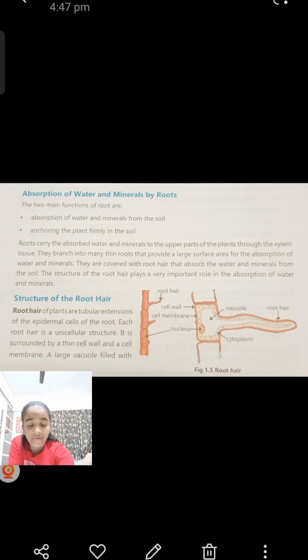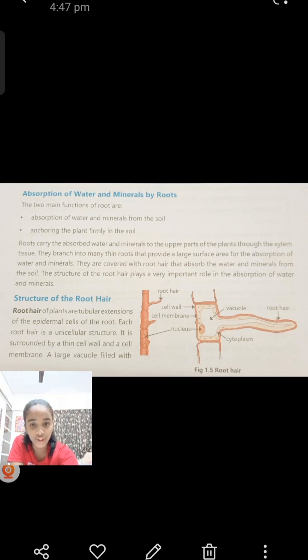Now let's see other functions of roots. Third point. Now let's see 41st question. Where do root hairs carry absorbed water and minerals? The answer is, roots carry the absorbed water and minerals to the upper parts of the plants through the xylem tissue.